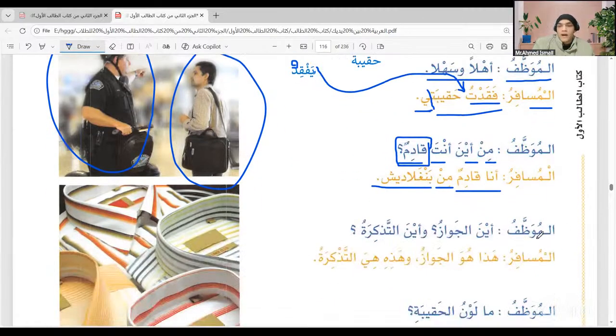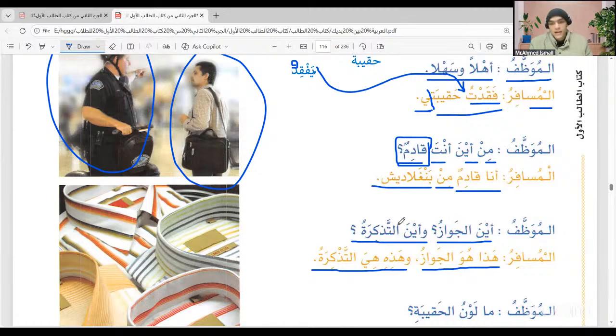So الموظف said أين الجواز؟ Where is the جواز? Where is your passport? الجواز. وأين التذكرة؟ And where is the ticket? So where is the passport and where is the ticket? المسافر said هذا هو الجواز وهذه هي التذكرة.